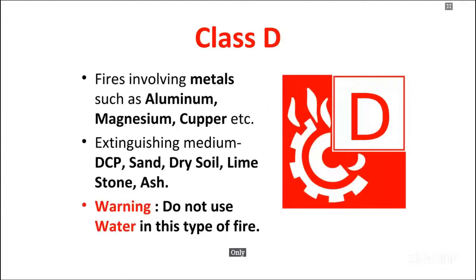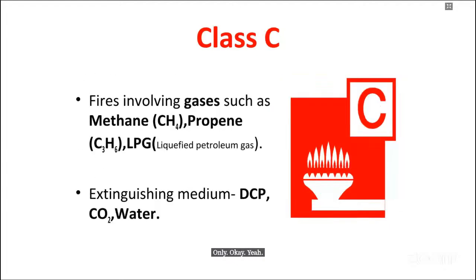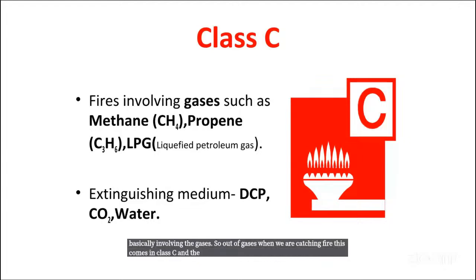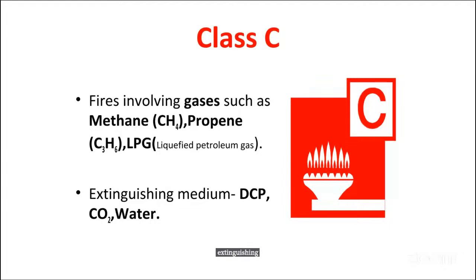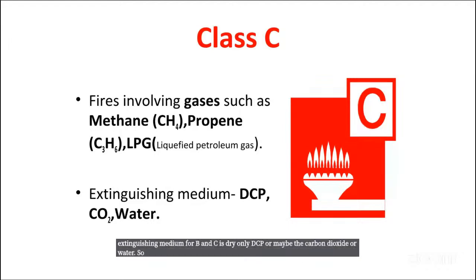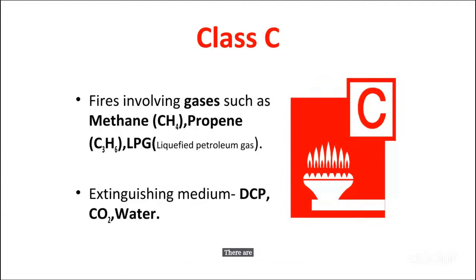Okay. Yeah. Class C is basically involving the gases. So, when gases catch fire, this comes in class C, and the extinguishing medium for B and C is dry only, DCP, or maybe carbon dioxide or water. So, there are certain cases where water is not needed. There are certain cases where DCP would not work, and there are certain cases where carbon dioxide would not work.